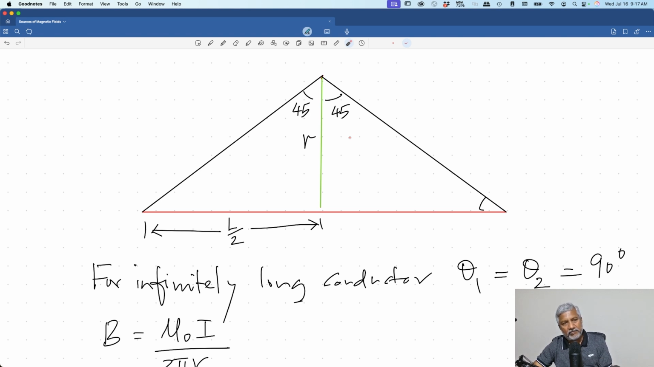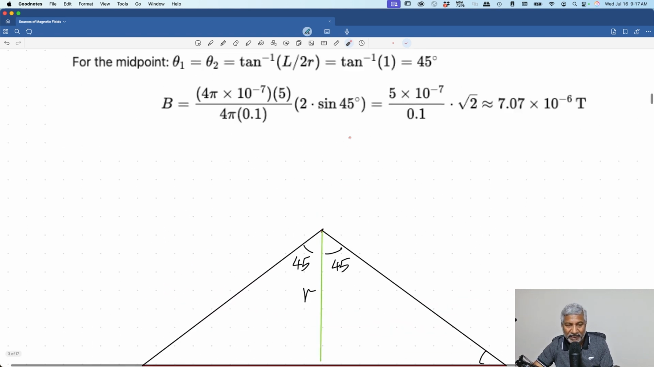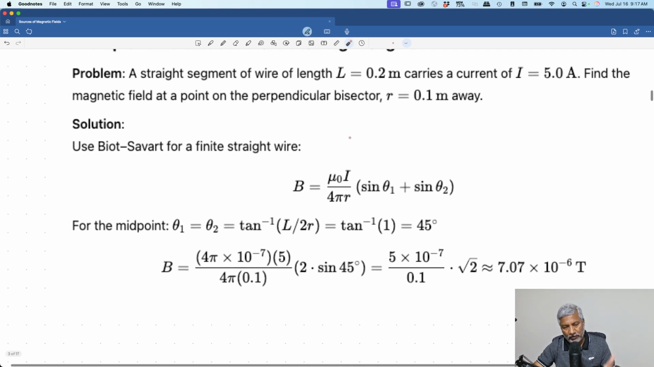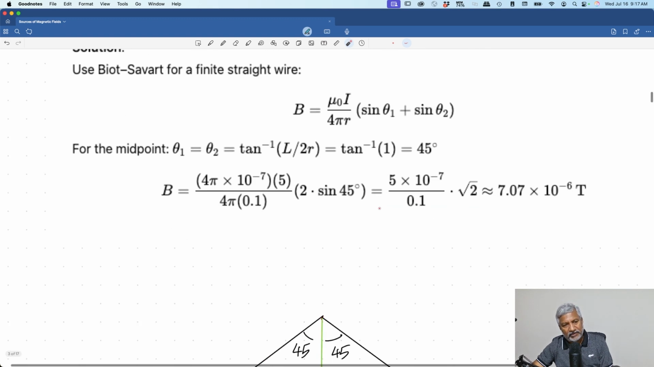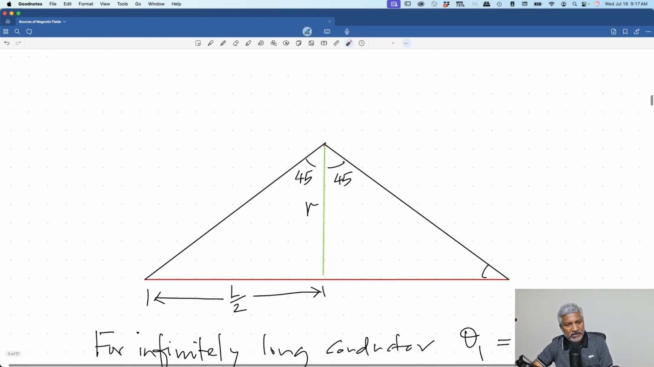Okay, but I am not showing you the calculus behind it because that will take a lot of time. You can get it from the textbook. But you're going to end up with, if the conductor is finite, like if it has a particular length, then you are going to end up with this formula, which is very important. And again, theta 1, theta 2 are the angles. So this is theta 1. This is theta 2. I just assumed it to be 45. So it could be anything depending on the length and the distance.